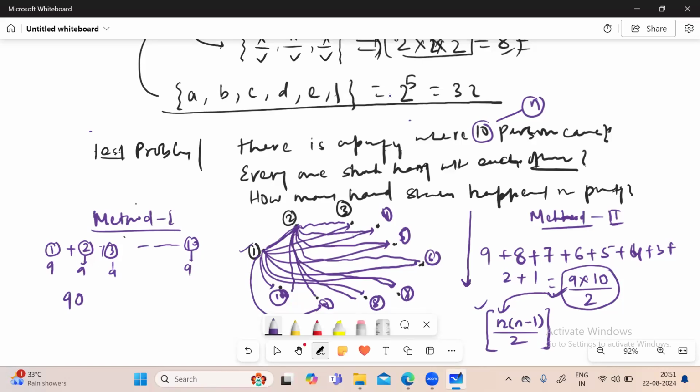But I know that in these 90, every handshake is being counted twice. Like we are counting here 1 to 2, and again we are counting 2 to 1 as a different handshake, but a pair of handshakes is the same. So the total number of handshakes will be 90 by 2, which is 45.